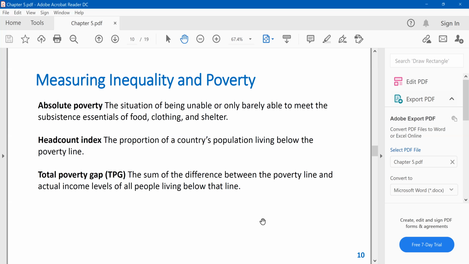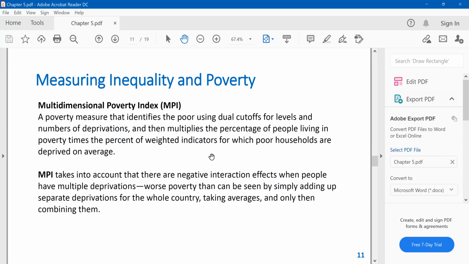So each person below the line will have an income level. Let's say, suppose that your poverty line is $2, and your headcount index is, let's say, 20%, right? So you have 20% of your population living with an income less than $2, but those income levels differ, right? For each person. Let's say you have 500,000 people living below that line. For each of these 500,000 people, you calculate the difference between their actual income and the $2. Okay, then the totality of these differences gives you the total poverty gap.